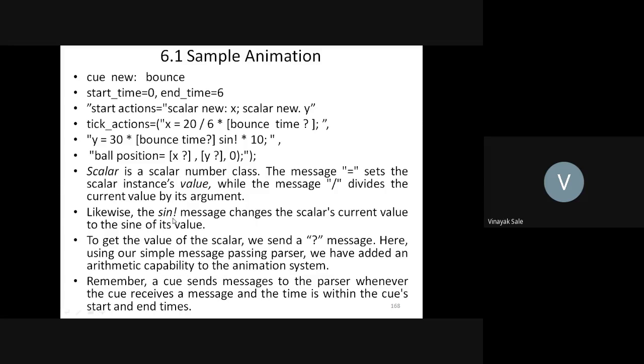Likewise, the sign exclamatory message changes the scalar's current value into the sign of its value. To get the value of the scalar, we send a question mark message. Here, using a simple message passing parser, we have added an arithmetic capability to the animation system. Remember, a queue sends messages to the parser whenever the queue receives the message and time is within the queue's start and end times.